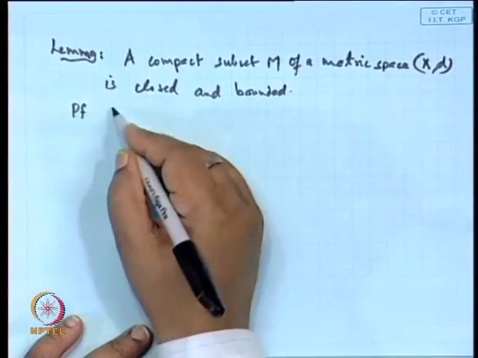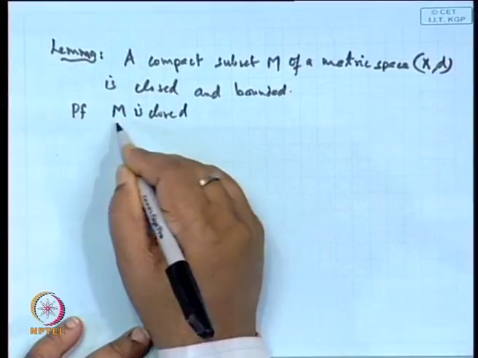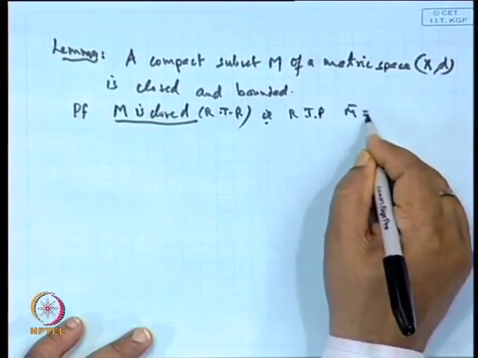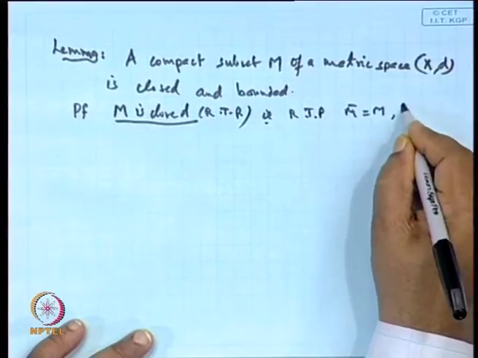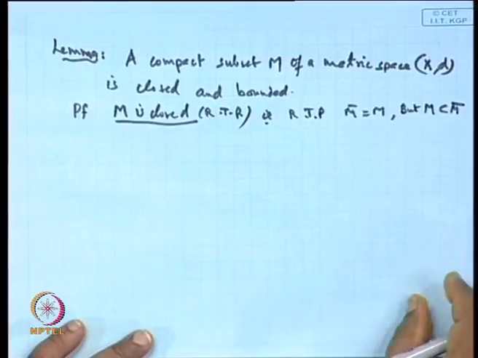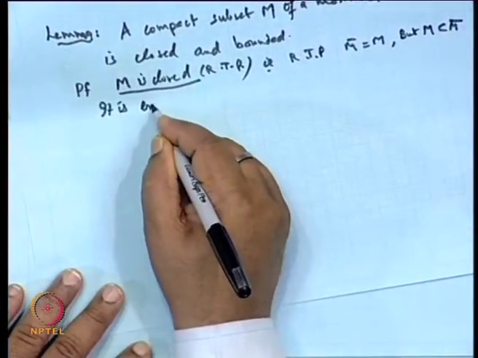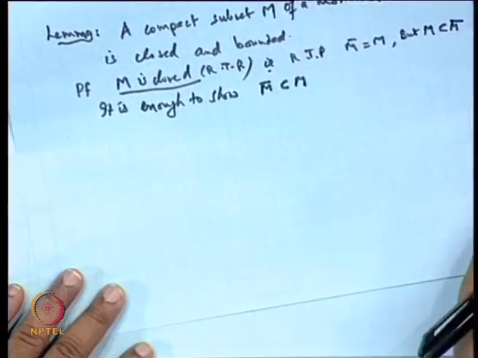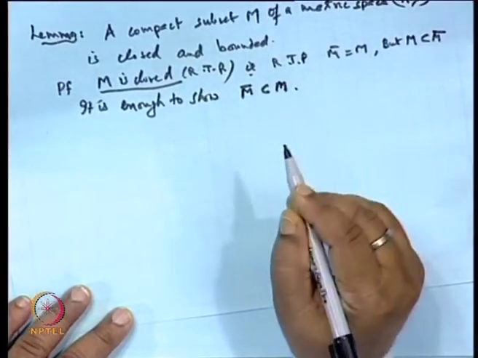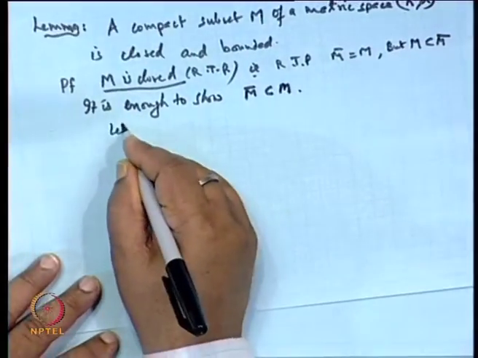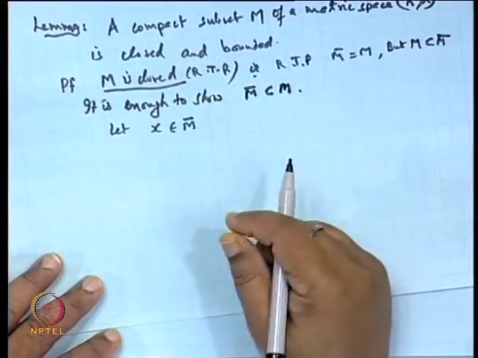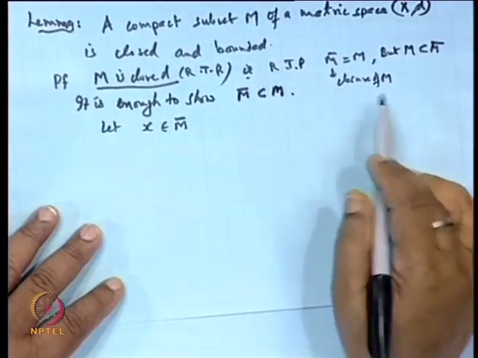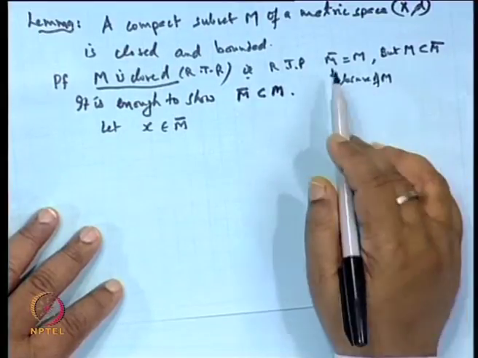We want M to be closed. This is required to prove. So what is to prove is M bar is equal to M. But M is always a subset of M bar, so it is enough to show M bar is contained in M. Finally, if I prove that M bar is a subset of M, then M will be closed. So let us take an element x belonging to M bar. What is M bar? M bar is the closure of M. That is a set which contains all the points of M together with its limit points.